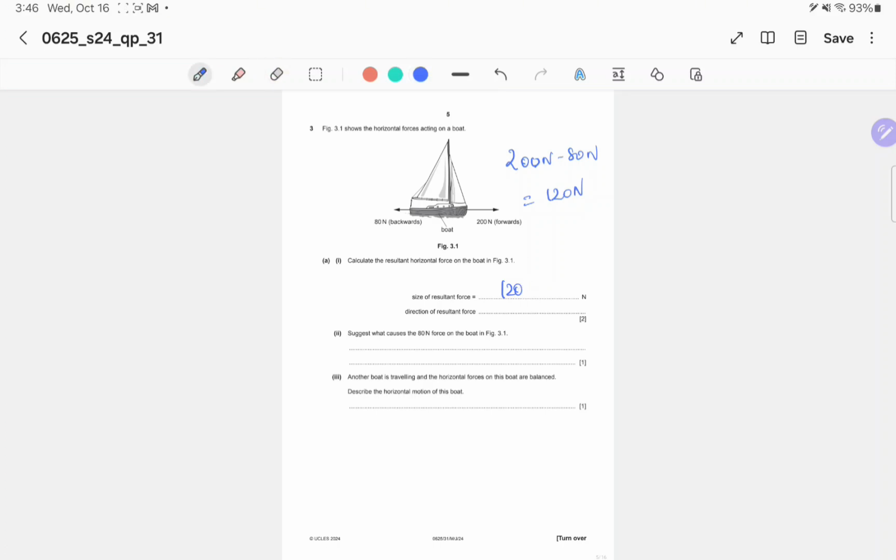Now the direction of the resultant force. Whichever force is greater, the boat will be moving towards that side. So automatically the boat will be moving forwards, or towards the right.